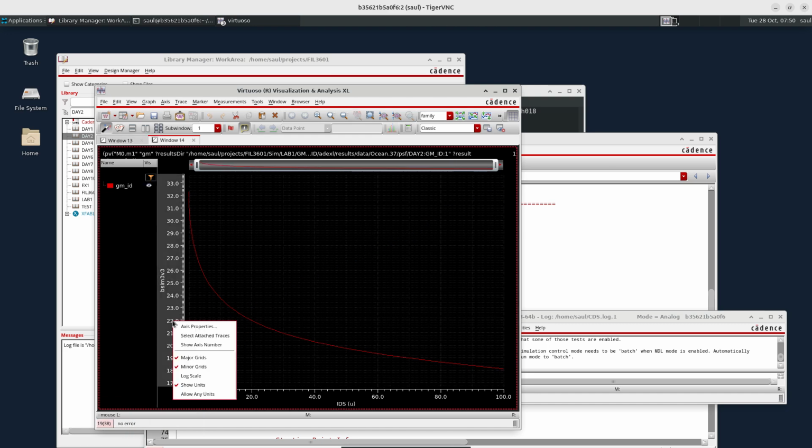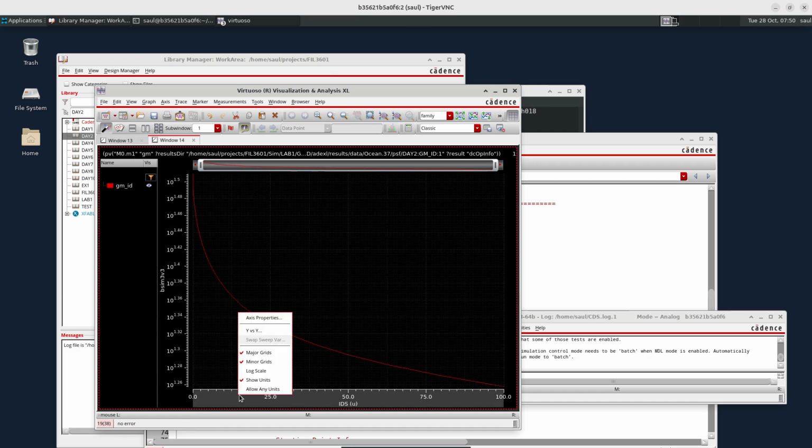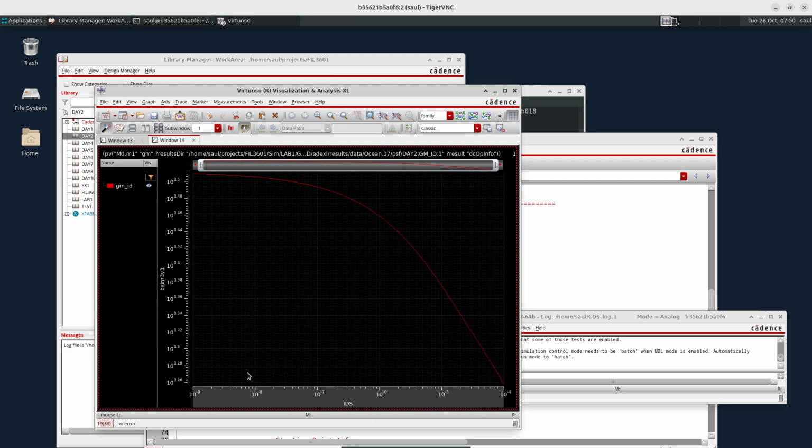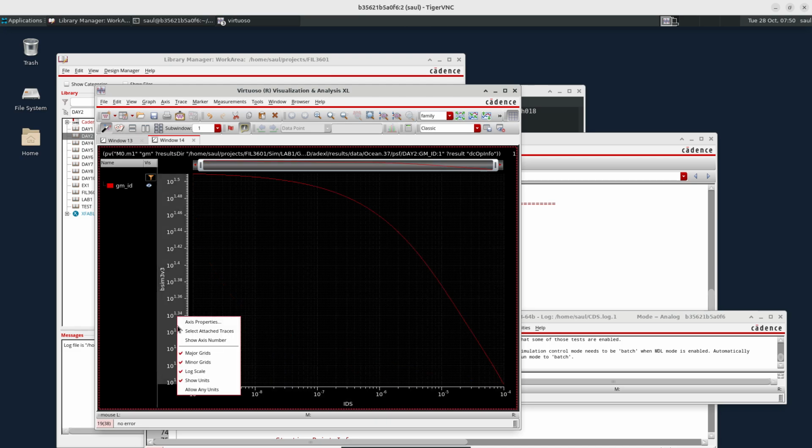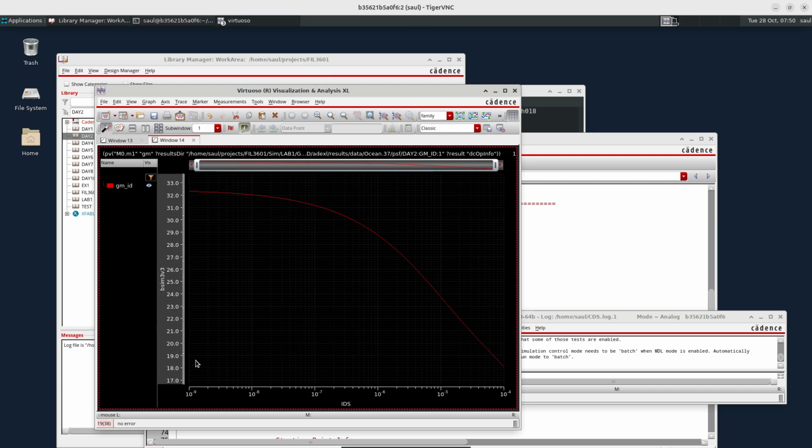So we're going to put this in a logarithmic scale, and then we can just leave this one like this. Okay, so we can see the gm over ID versus IDS, how it works here. Put the markers with M, and then we can track what is the amplification efficiency of the transistor depending on which bias I put.